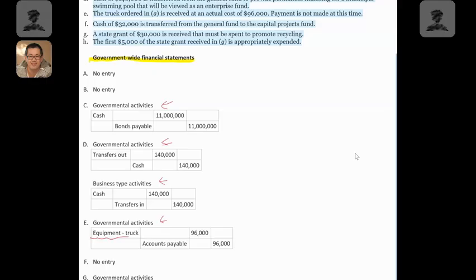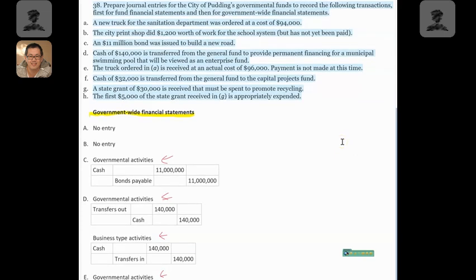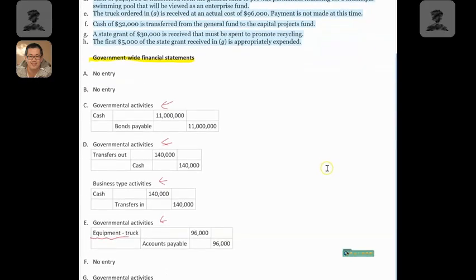Then transaction F, cash of 32,000 is transferred from the general fund to the capital project fund. Both belong to the governmental fund. In other words, both are governmental activities, and then there's no journal entry because one fund has a transfer in, the other fund has a transfer out, and they cancel out with each other, and they both are governmental activities. Okay, so there's no entry.